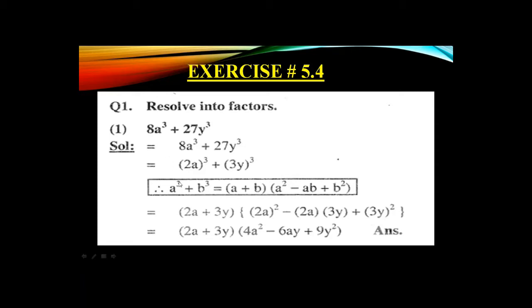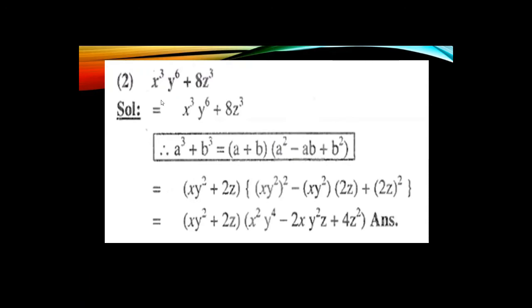And in this formula, we use the sum of two cubes. Okay, now move towards the next question. This is question number 1, part 2 of exercise 5.4, that is x cube y to the power 6 plus 8z cube. Again, this is a plus b. We use the plus formula in this, the sum of two cubes, the formula a cube plus b cube. The first term will become a and the second term will become b.